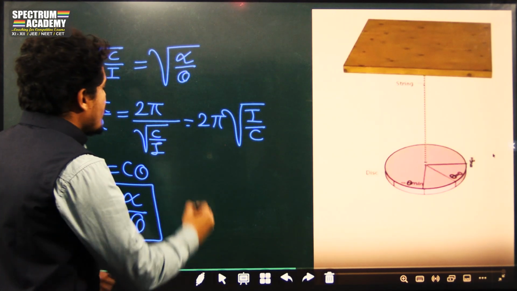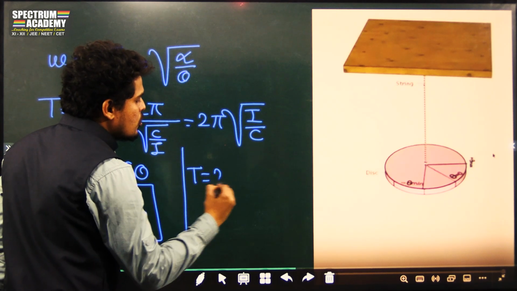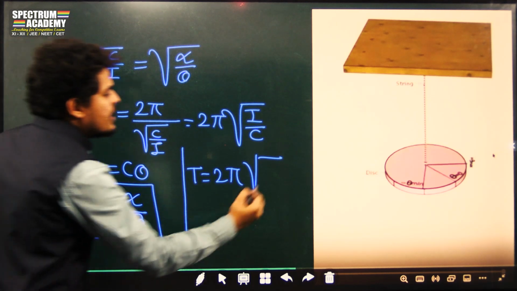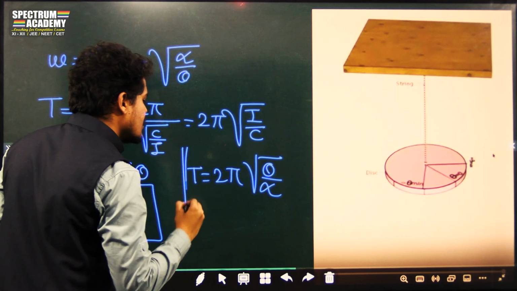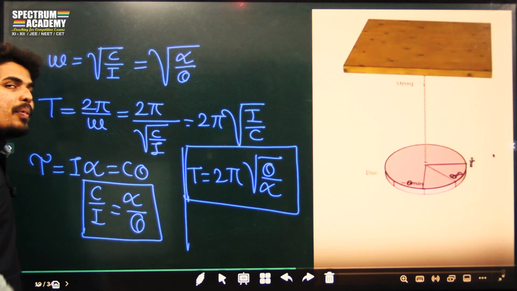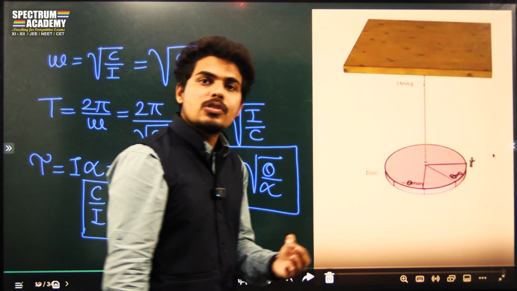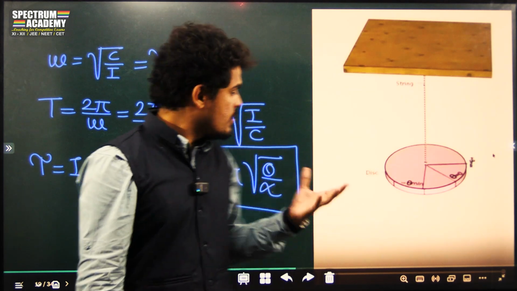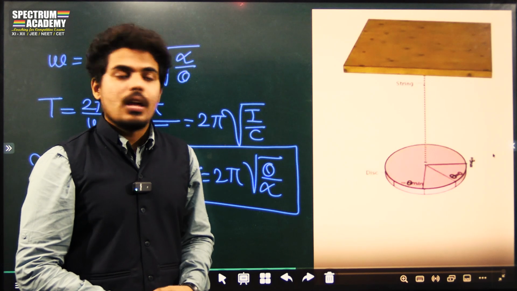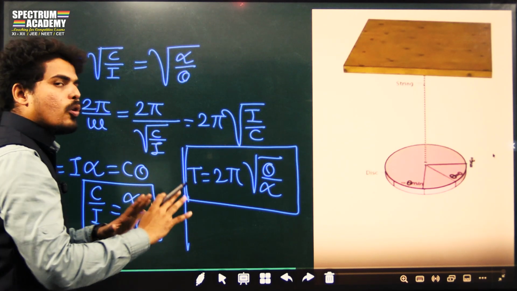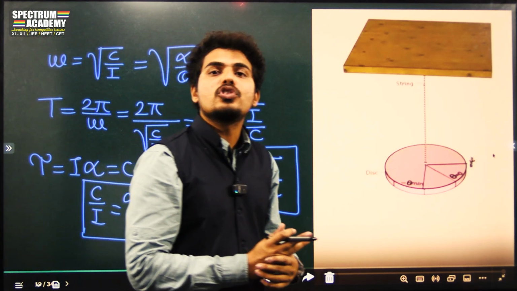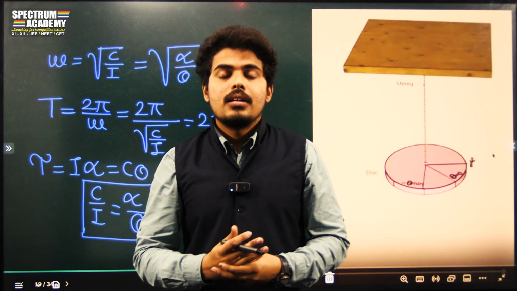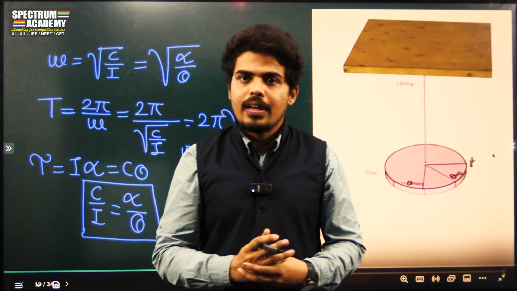And similarly we can write the period in the form 2 pi under root of I upon C, meaning I upon C is theta upon alpha. This is the expression for the period of SHM in terms of angular acceleration and angular displacement, that is theta. Now let us see some applications of this motion, that is, where we can see this motion. That means how can we visualize the angular SHM in a practical way.